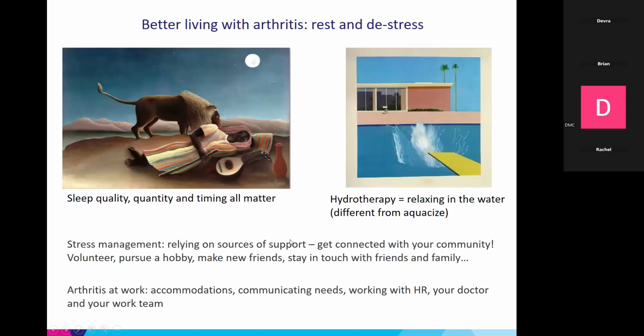All right. And then this is my favorite part, resting and de-stressing. We all need a chance to recover from the day's activities. Sleep quality, quantity, and timing, all of this is important. And if there's any way to take a mindful approach to better sleep quality, and in some cases even consult a sleep medicine doctor if that's an ongoing problem, this can be very important.